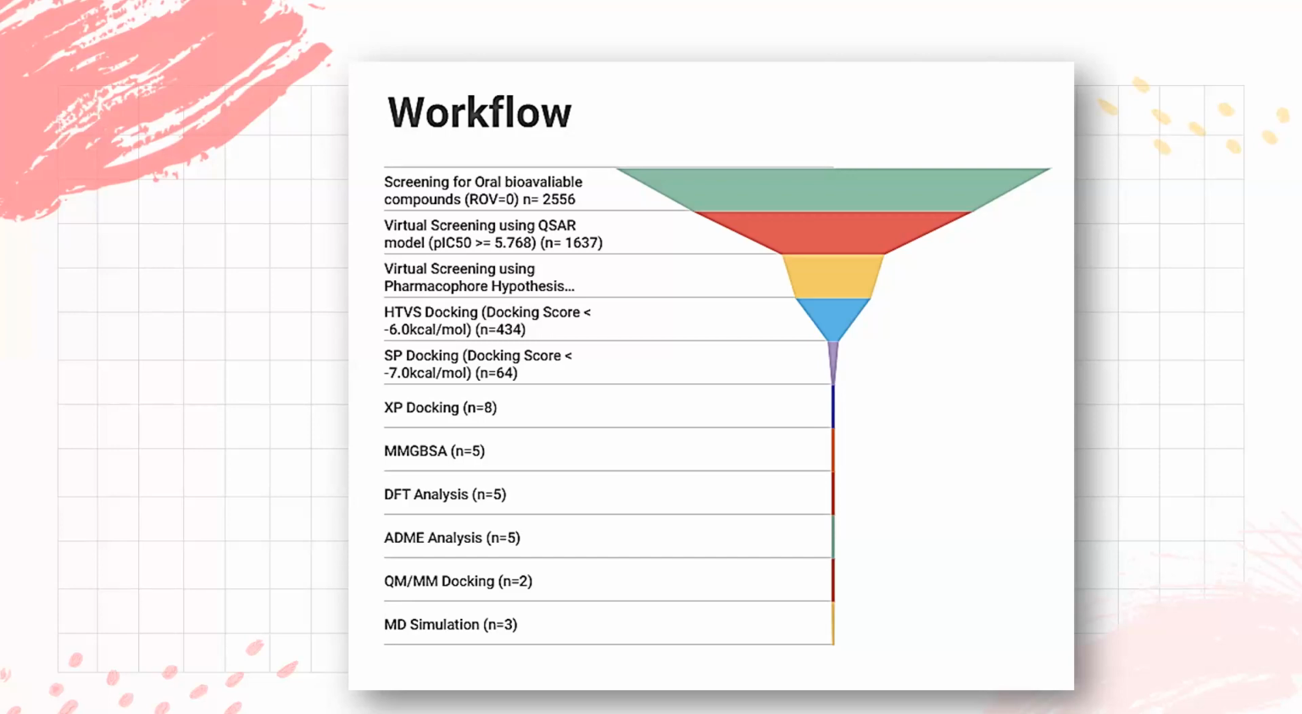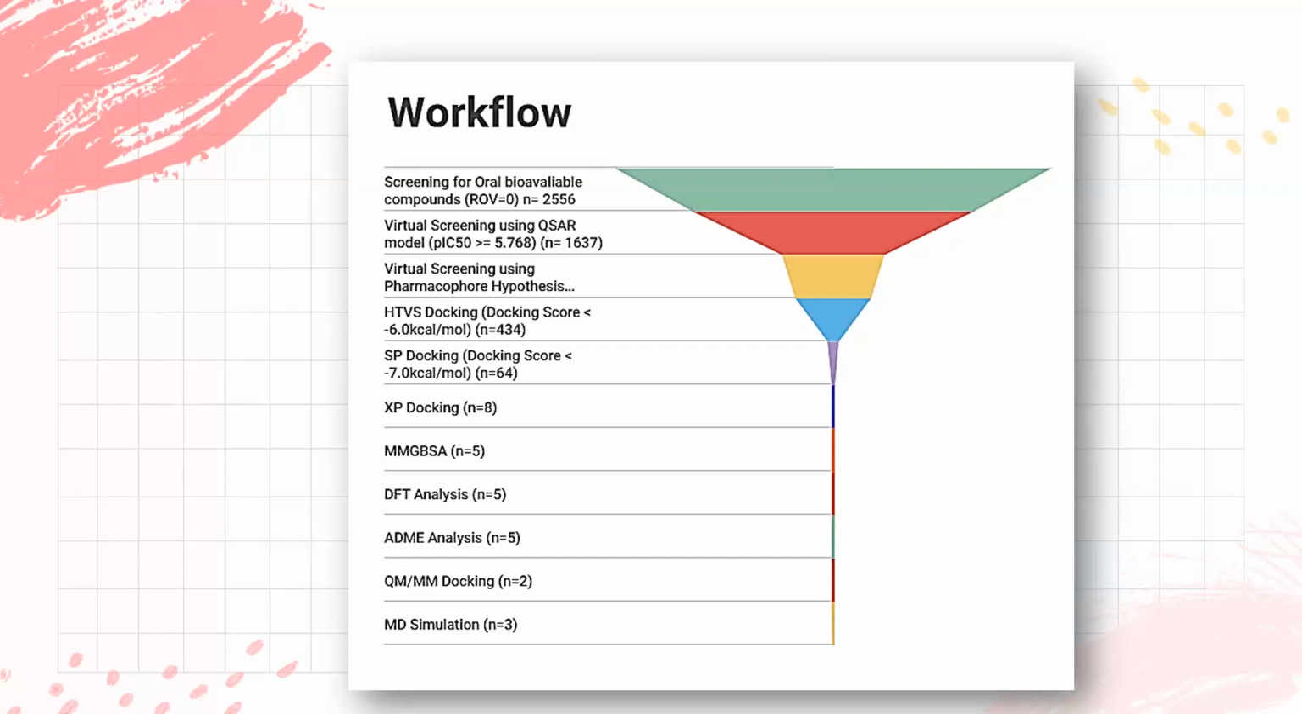extra precision. Extra precision is a very, very accurate method, but takes a longer time. So we used extra precision to dock those 8 compounds. From those 8 compounds we docked, we used what we call MMGBSA. MMGBSA is like a post-docking analysis where we try to confirm the docking scores, or confirm the binding affinity between the compound and the ligand.